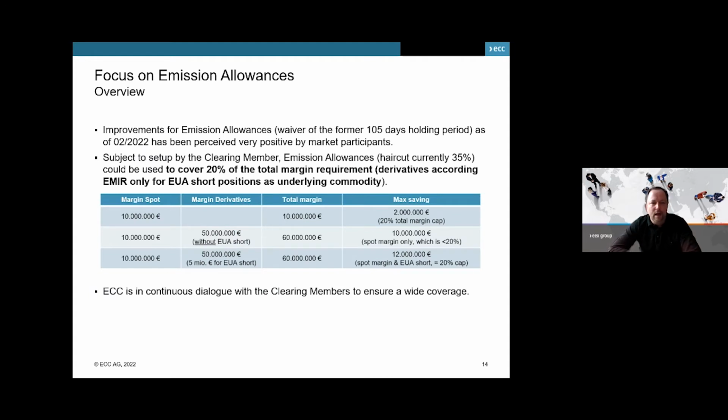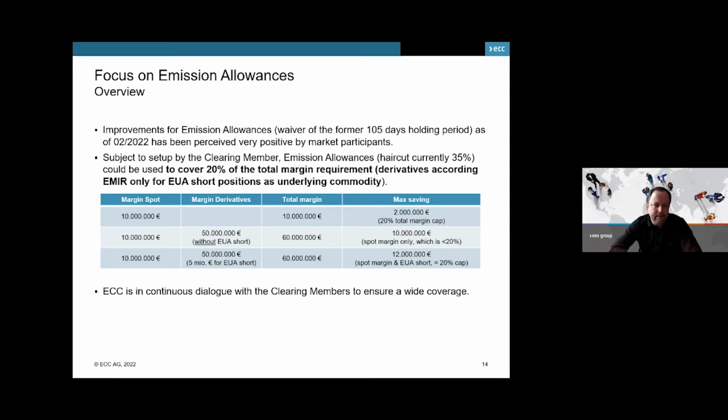Now let's focus on emission allowances and here also explain on some examples how it works. ECC has offered emission allowances for a long time, but this year we have made a substantial improvement in how to use them. In the past, members had to put emission allowances upfront with ECC and had to wait 105 days until they could use this. This holding period has been waived and members can immediately use emission allowances as margin credit, and this improvement has been perceived very positively by market participants.